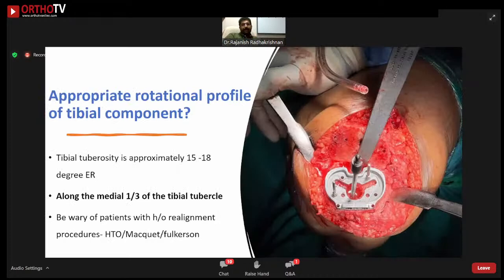How to get away with a proper external rotation means proper positioning of the tibial tray. The tibial tuberosity is approximately 15 to 18 degrees in external rotation. So align the tibial tray along the medial one third and the lateral two thirds of the tibial tubercle. Always take care that the patient has not had any corrective osteotomies or realignment procedures.